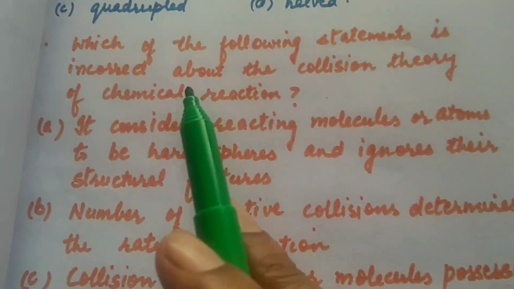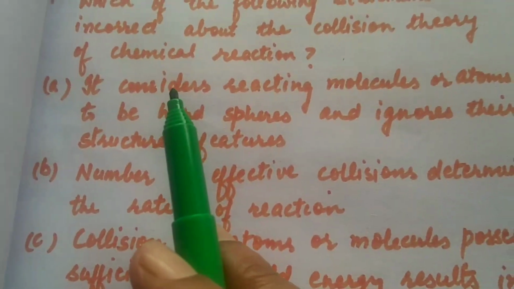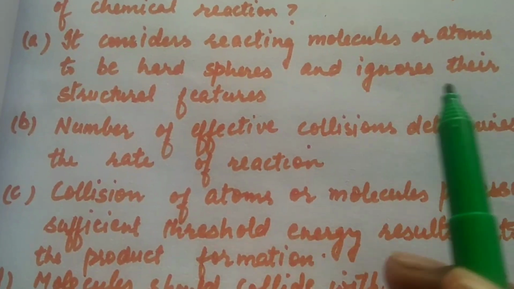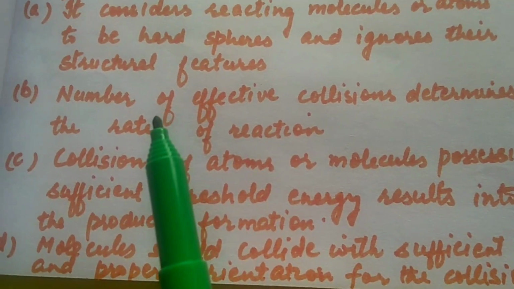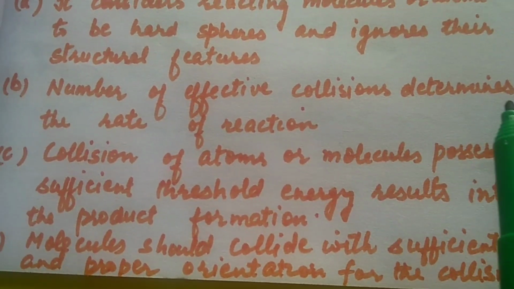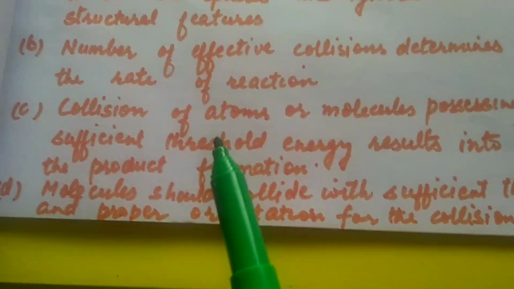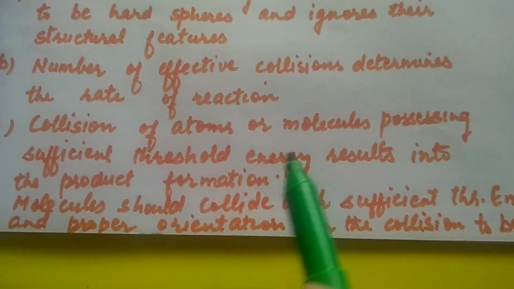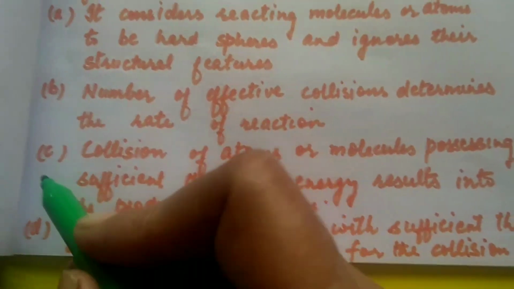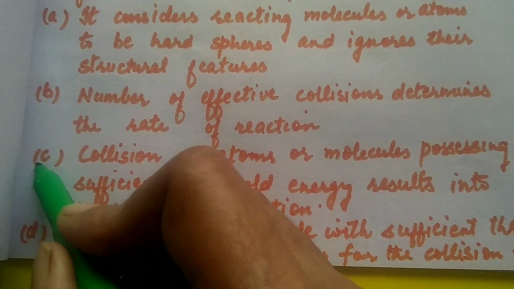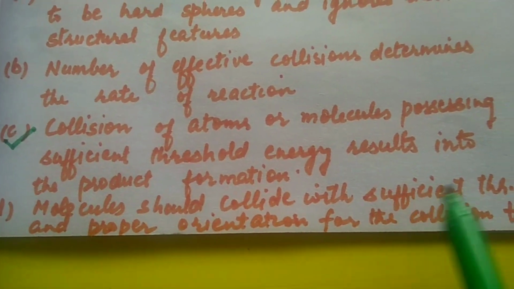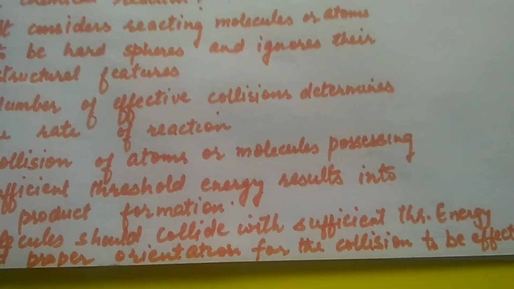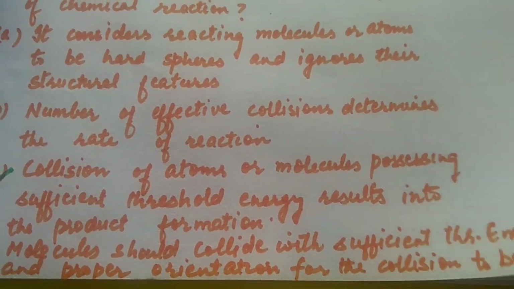Which of the following statements is incorrect about the collision theory of chemical reactions? It considers reacting molecules or atoms to be hard spheres and ignores their structural features. Correct. The number of effective collisions determines the rate of reaction. Correct. Collision of atoms or molecules possessing sufficient threshold energy results in product formation, but we also need orientation. So this is not correct. Incorrect. Molecules should collide with sufficient threshold energy and proper orientation is also needed. This is correct. Next question.